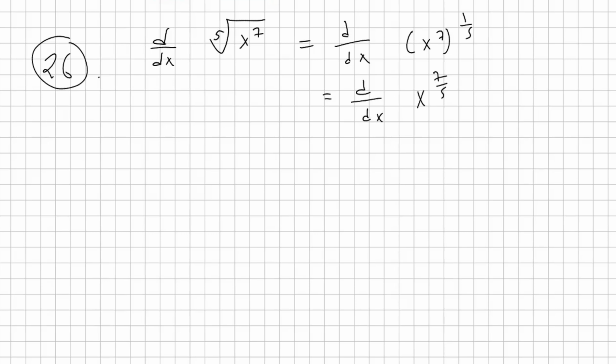So it's going to be 7 over 5 minus 5 over 5, which just means 1, right? So it's going to be 2 over 5. And we're going to put 7 over 5 in front, so this is going to be equal to 7 over 5 x to the power of 2 over 5. And that's it for this question.